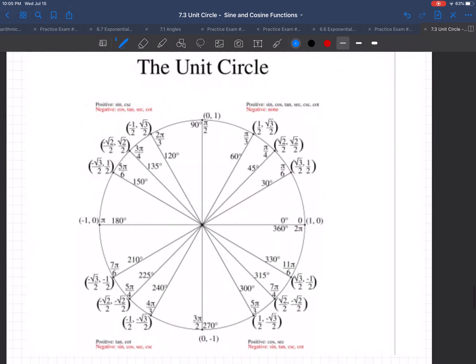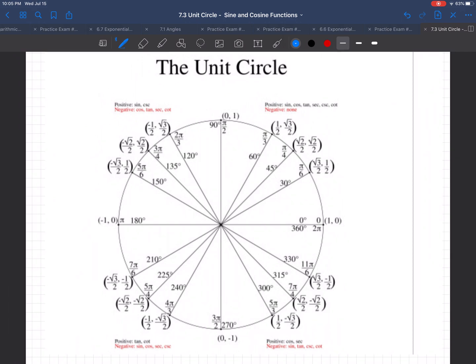I'll be sending you a copy of this. Sine and cosine of 150, well, you just find 150 degrees right there on the unit circle. It's this dot right here. And the x-coordinate is the cosine and the y-coordinate is the sine. That goes for any angle around the entire unit circle.